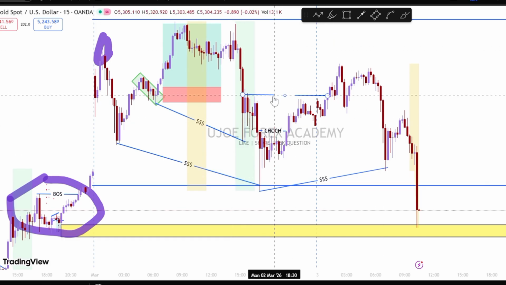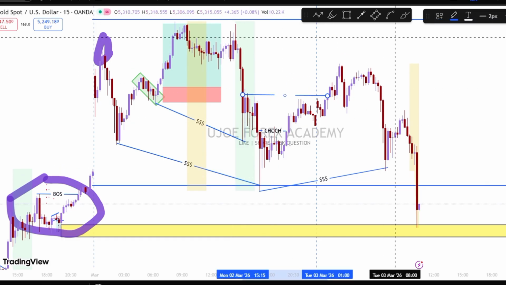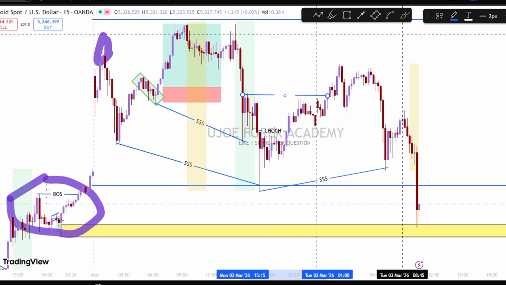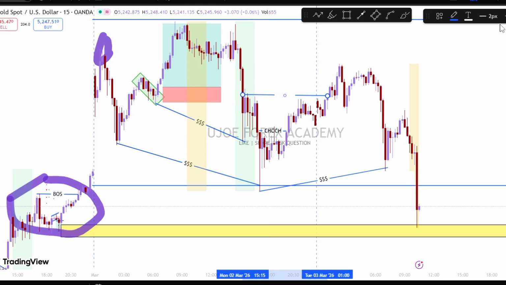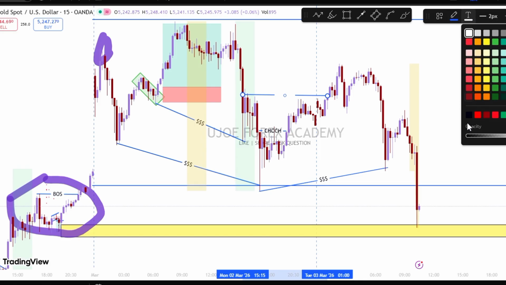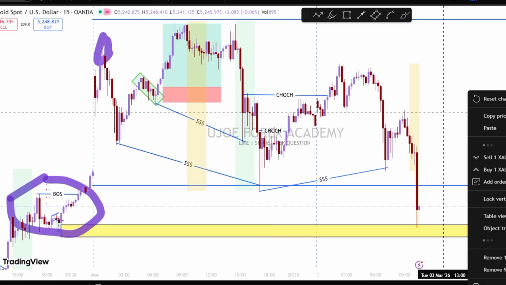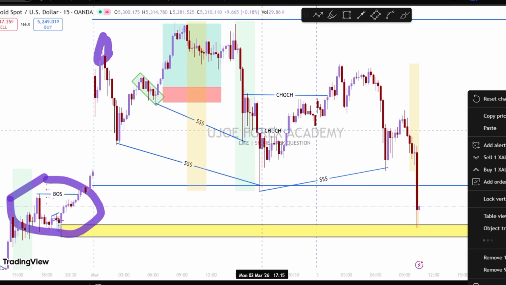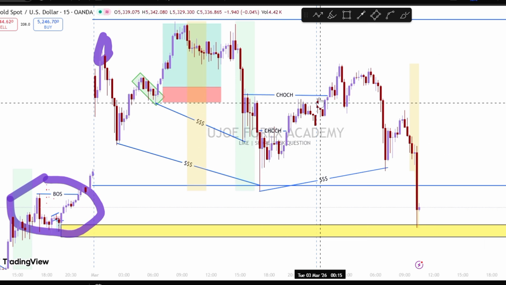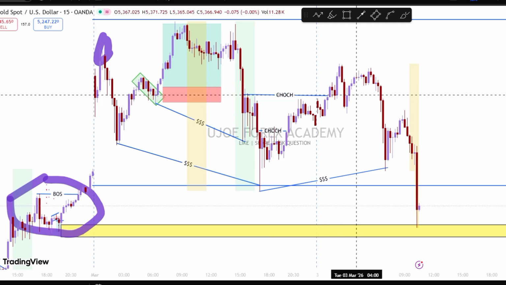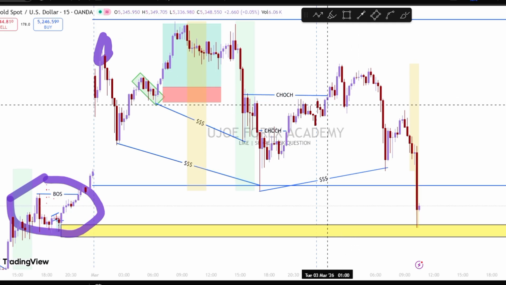Remember, this is a change of character, as we have right here, a clean change of character. All right, so I'm going to be changing this to dark so we can see clearly. We made a change of character here, and it kept moving, and that was how it pulled up to this point. And here it came again. We also have price moving this way.